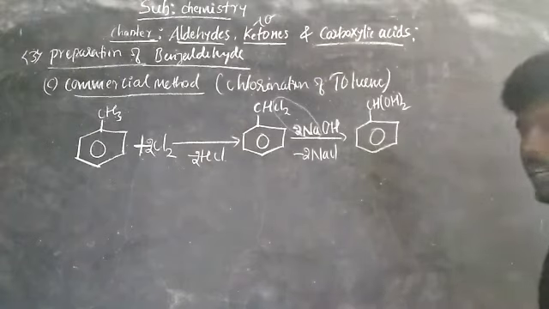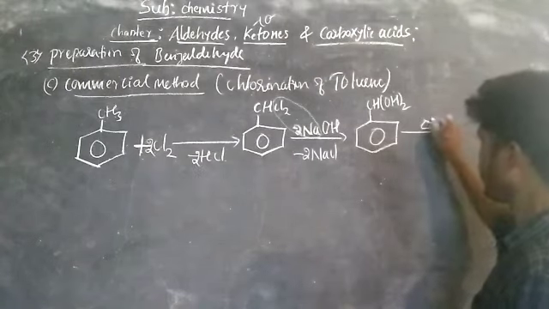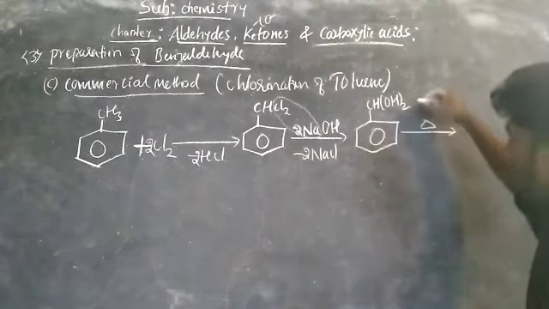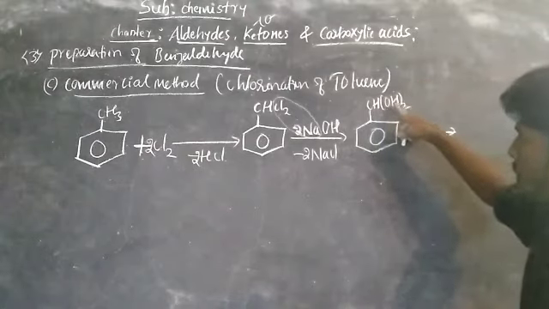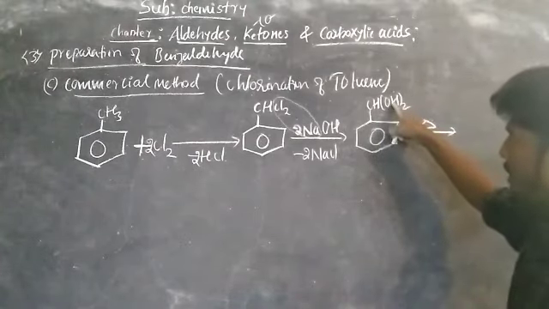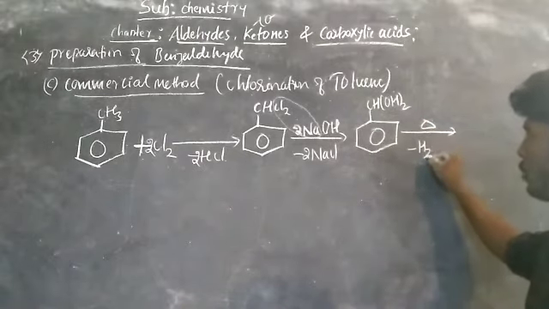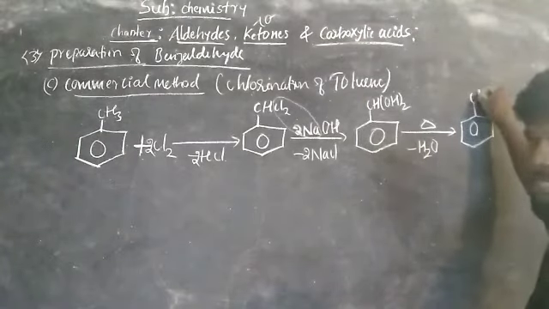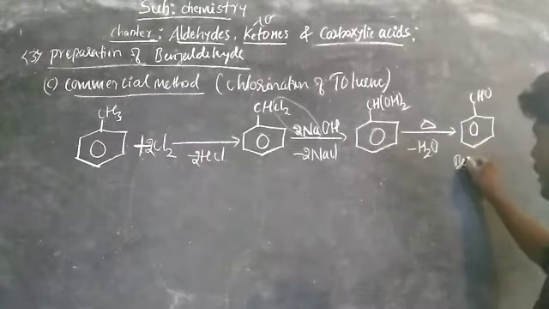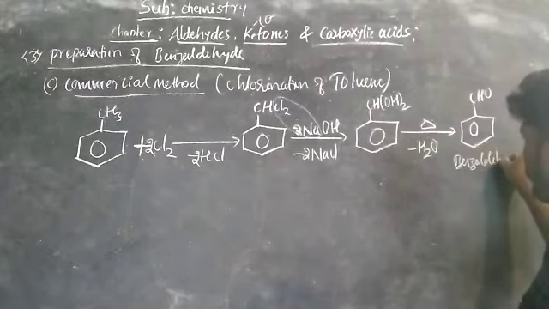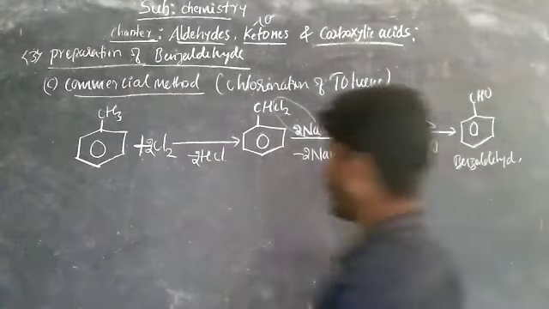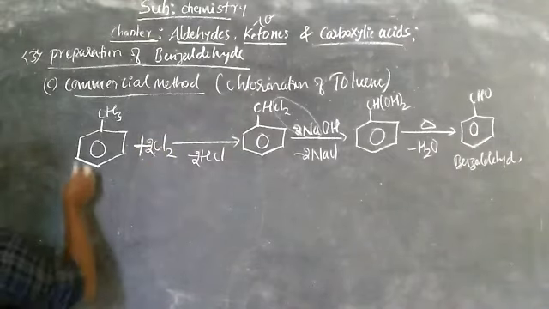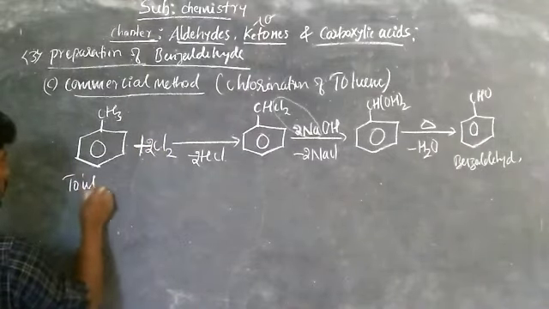You get this intermediate, which on heating followed by hydrolysis loses water. There are 2 oxygens and 2 hydrogens, and 2 hydrogens and 1 oxygen become water. What remains is oxygen and hydrogen, that is benzene bonded to CHO. So you get benzaldehyde. This is one of the commercial methods to prepare aldehyde by side chain chlorination of toluene. This is toluene.